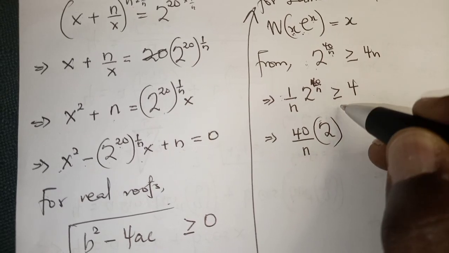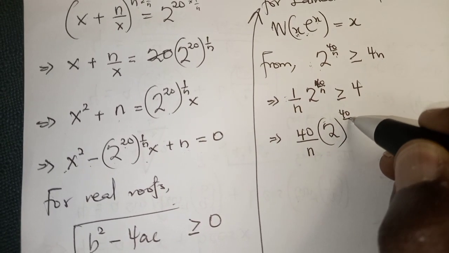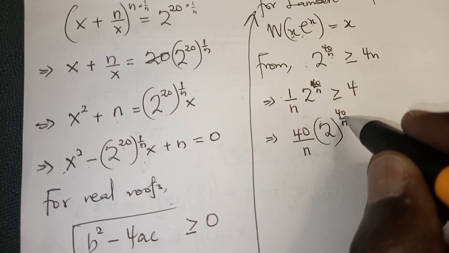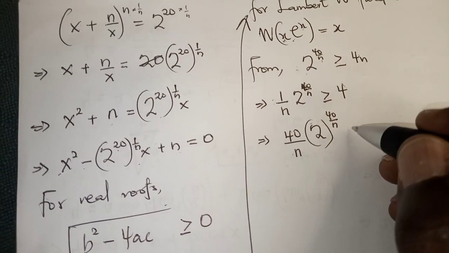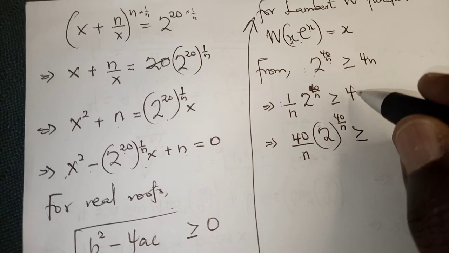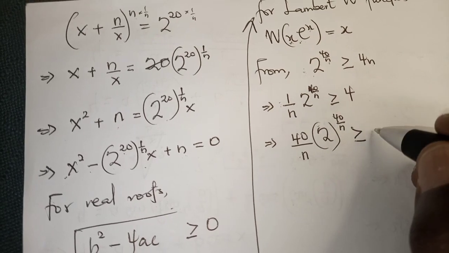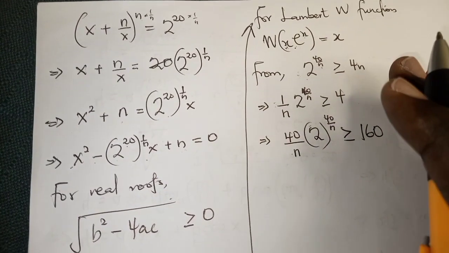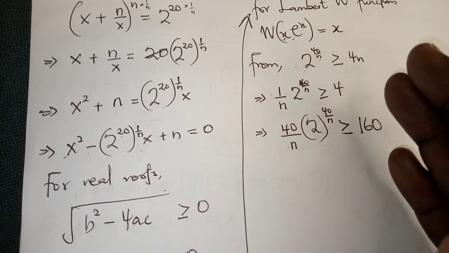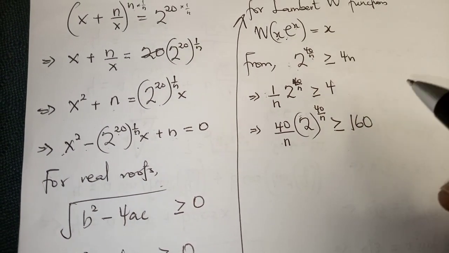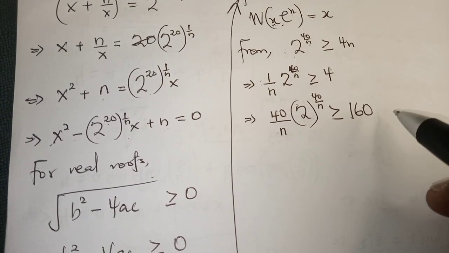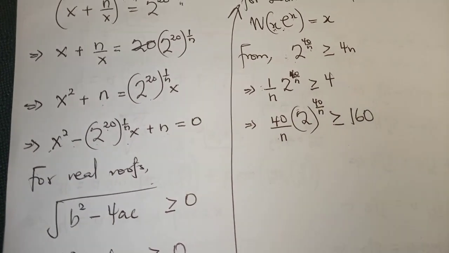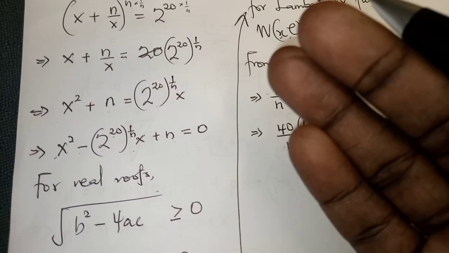exponent 40 on n. I'm putting it in brackets so that we separate it from this so that we'll be able to observe well. Greater than or equal to 40 times this one as well, we're getting 160. Now the right hand side is not really a problem because that's just a constant. If we just have a constant, we just have a raw value, so it's not a problem. The variable should be the focus.